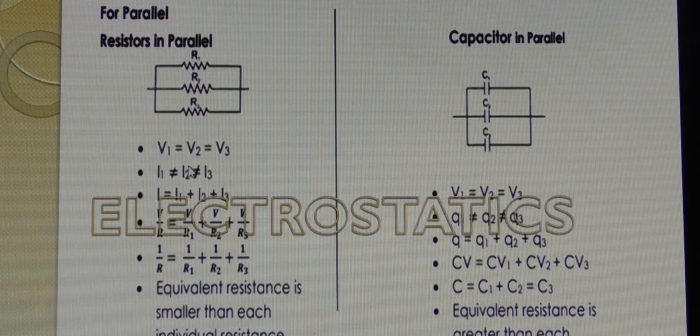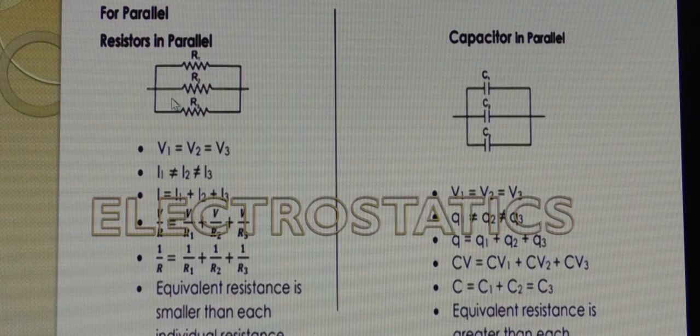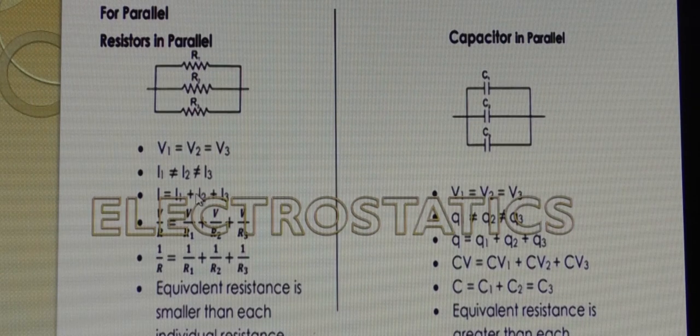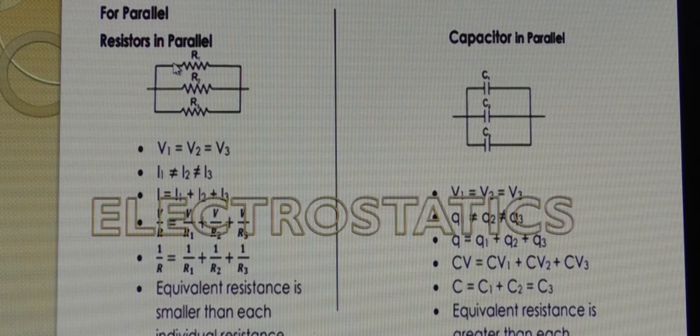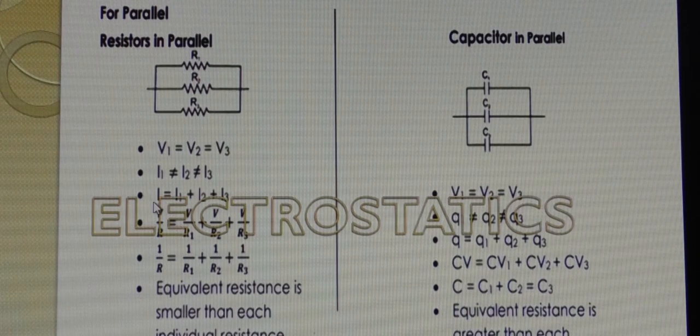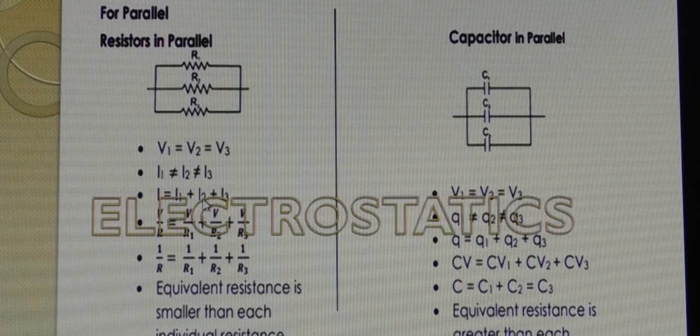So the voltages V1, V2, V3 are equal. But in that case, because there are three paths for the current, I1 is not equal to I2, is not equal to I3. So we say that if the total current of the circuit is I, then it would be split into I1 plus I2 plus I3. We write down this equation. From Ohm's law, we know that V is equal to IR. So what would be I from Ohm's law? Yes, it would be V by R. What would be I1? V over R1. I2, V over R2, I3, V over R3.